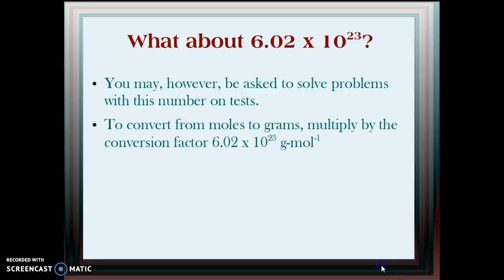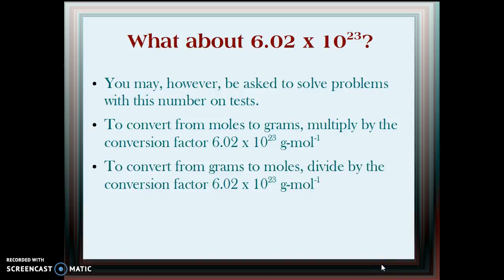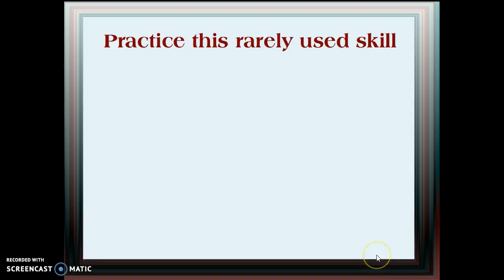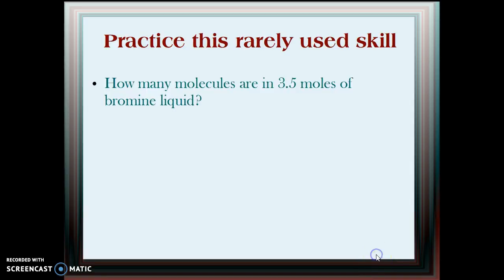how to do that. To convert from moles to particles, you would multiply by the conversion factor, 6.02 times 10 to the 23rd per mole. And to convert from particles to moles, you would divide by the conversion factor, 6.02 times 10 to the 23rd per mole. Let's practice this rarely used skill.